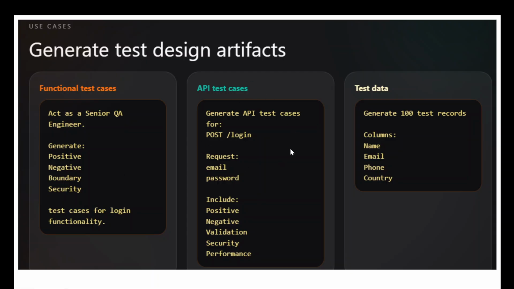We can also use prompts for generating API test cases. You can provide the details of your API contract and it will generate all the API test cases as per the requirements. For test data creation also we can use AI.